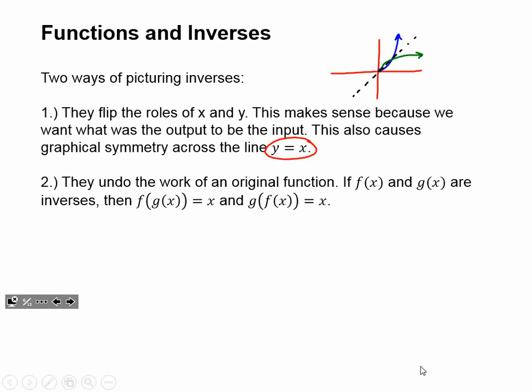Now, the way we show through algebra, the way we prove that functions are inverses of one another, is called a composition of two functions. So you can see I'm taking f of g of x. So f of x and g of x are two separate inverses. So think about what's happening when we do f of g of x.